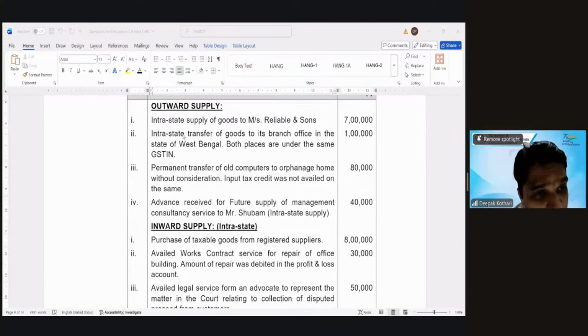Because it is transferred to orphanage without consideration, hence no GST. Location, no. Nagaraj, don't get confused. It is without consideration, but we know in the ITC that some supplies, which are in Section 7 itself, when supply is made without consideration, will become taxable when there are four instances. One of them is this permanent transfer or disposal of assets.